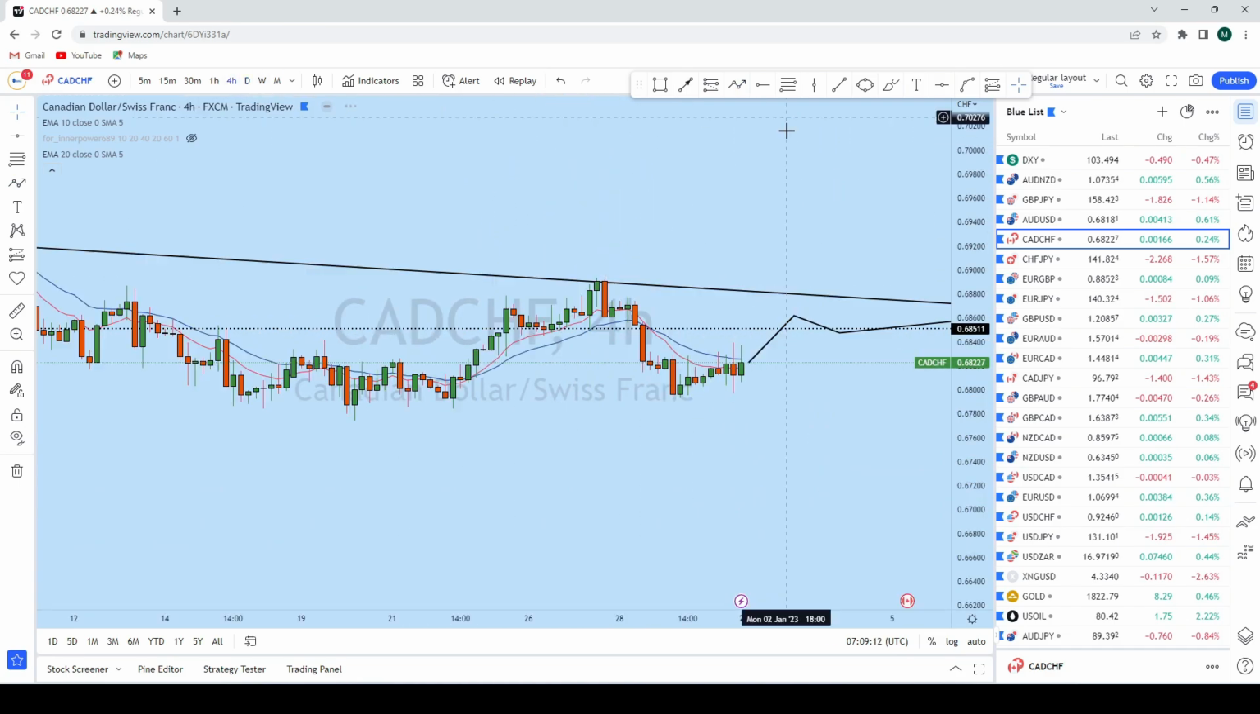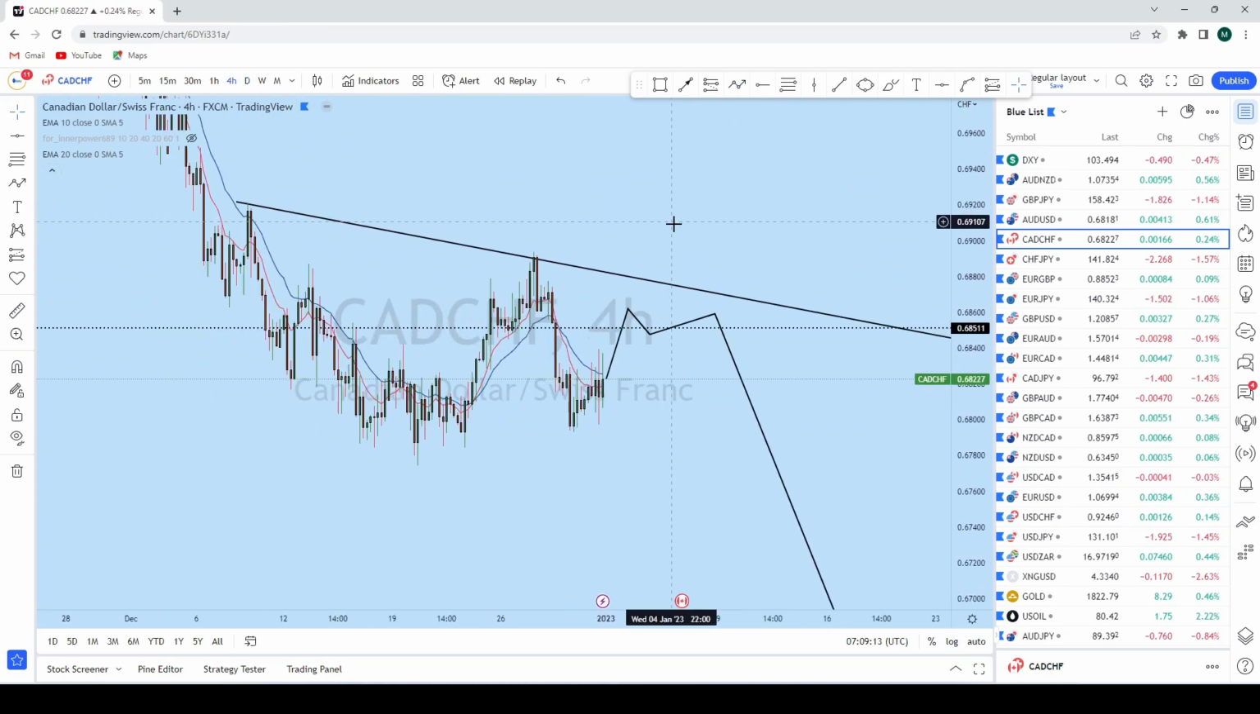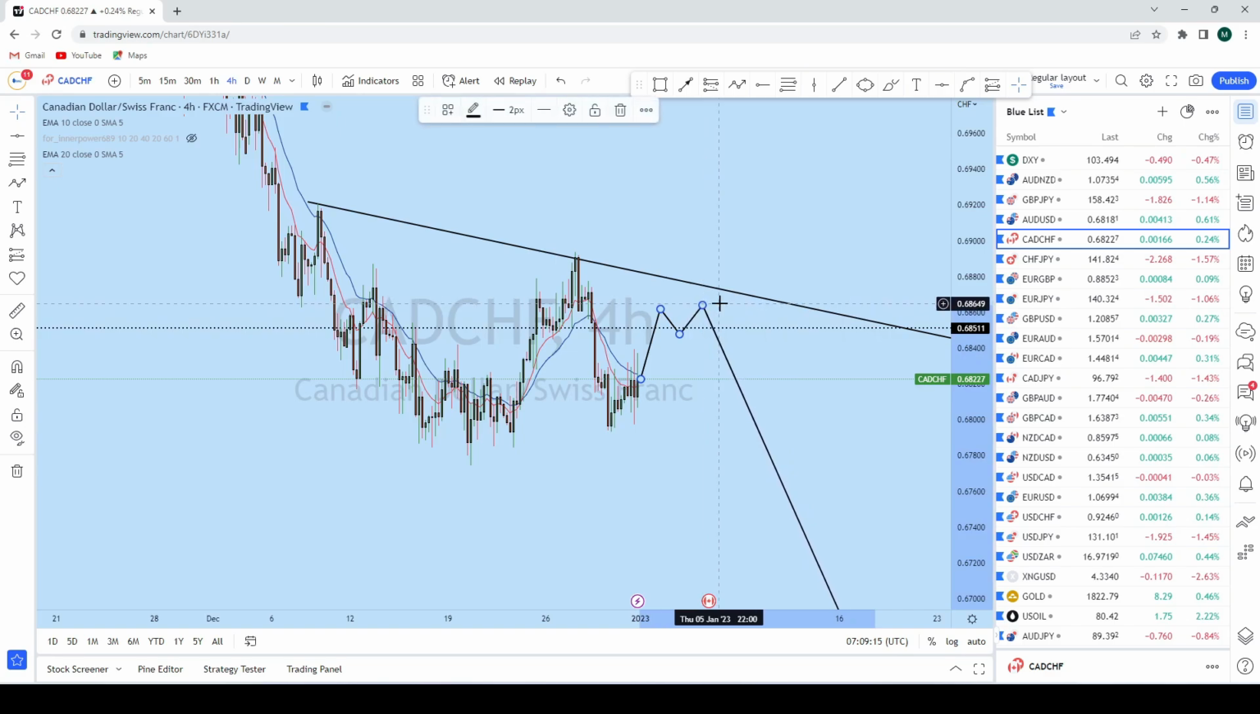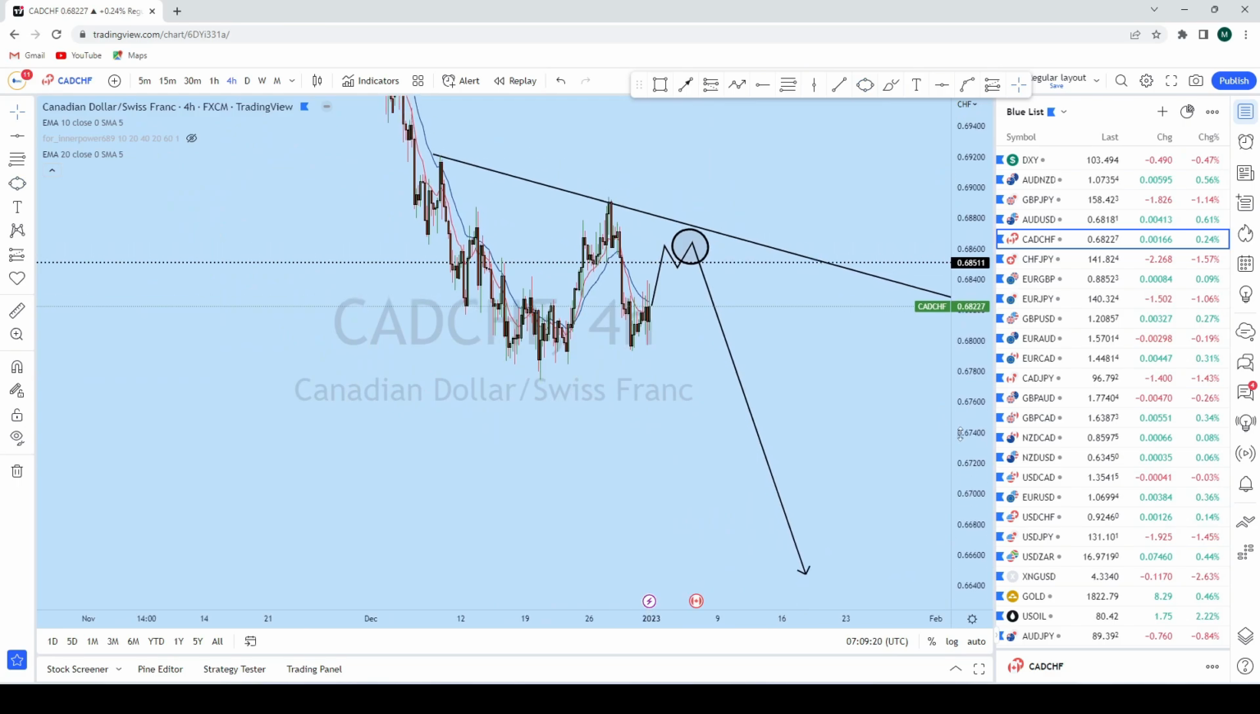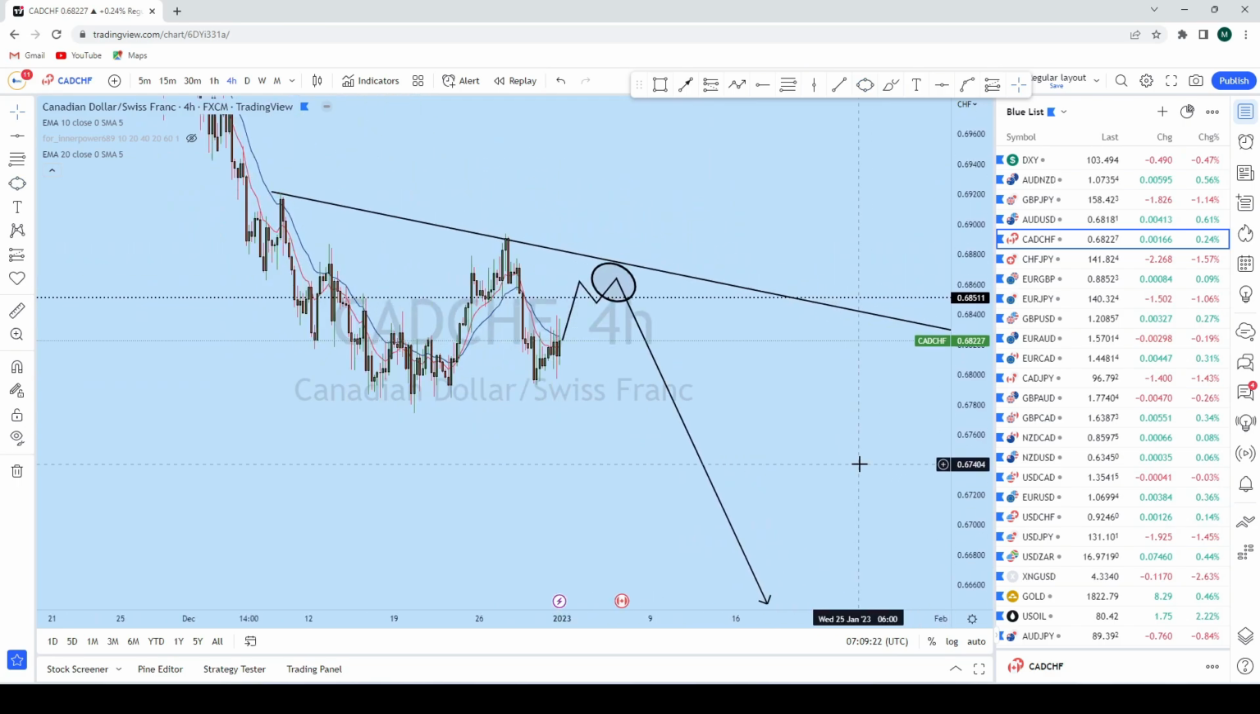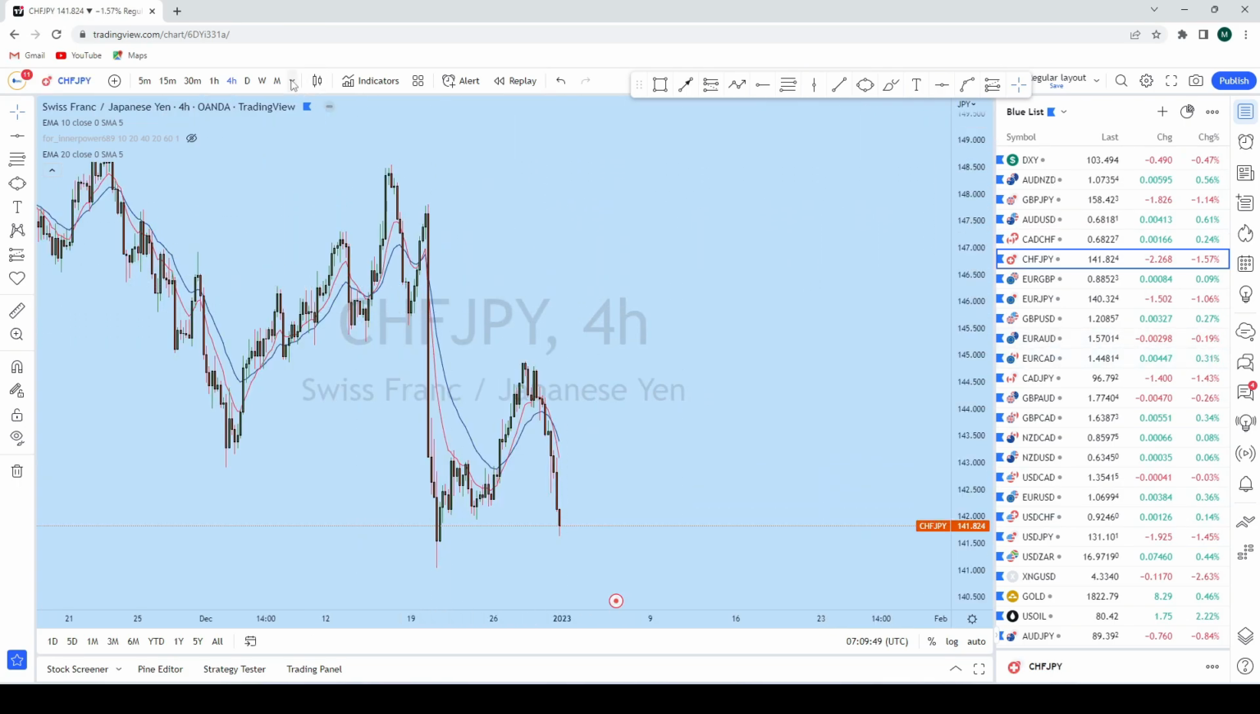Now if we look at the intraday perspective on CADCHF, this is the zone that I will be waiting for the price to go ahead and test. As soon as we find a suitable entry opportunity along this zone on CADCHF, we will be going short with a high probability trade setup with our students. Now let's look at CHFJPY.